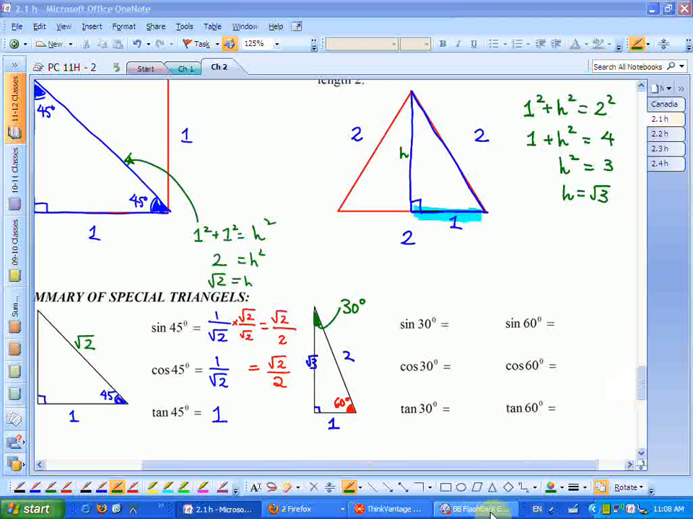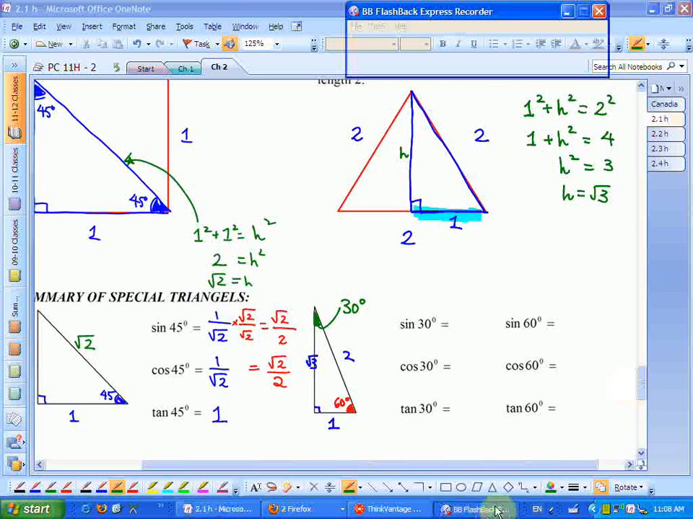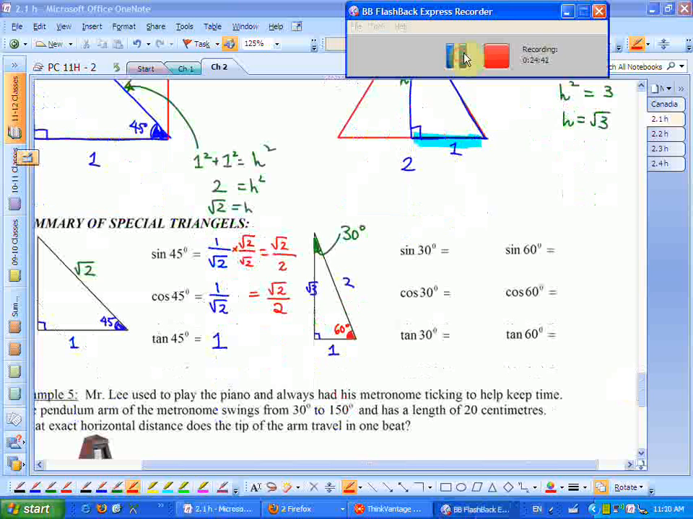And if you feel like this is really hard to memorize, I will show you a nice trick. Do you like tricks? If you make up a song, you can, but my trick is more like a pattern. Okay? What's sine 30?